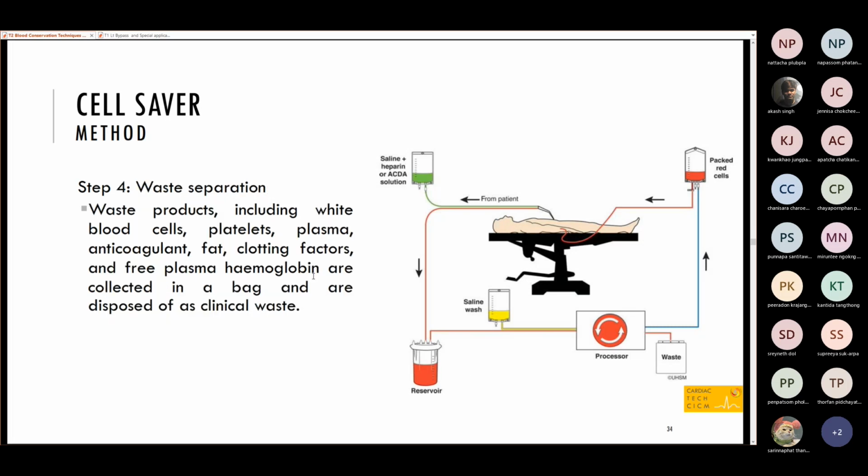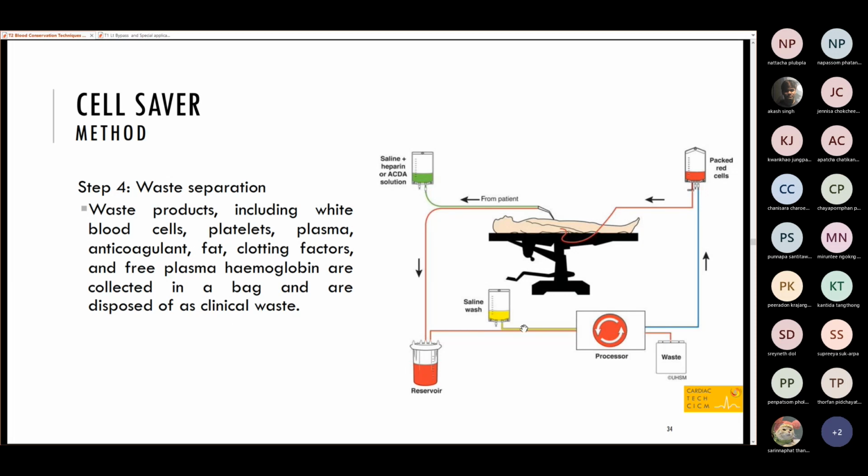And then if you see the previous slides, the waste is going to be separated into two layers, two parts of the fluids. So the waste product is separated now. We move the waste product out, and what remains will contain only the packed red cells. We're going to move the packed red cells in the next step.